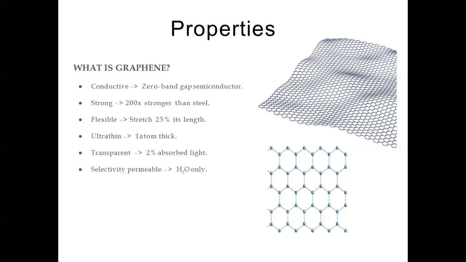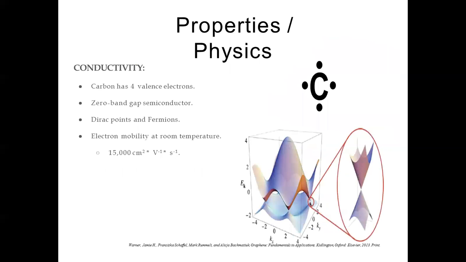So let's take a look at material properties. It's very conductive. It's a zero band gap conductor. It's very strong in that direction. It's 200 times stronger than steel. It's very flexible. It can stretch to approximately 25% of its length. It is 1 atom thick. It's transparent, with about 2% of light absorbed, and it's selectively permeable.